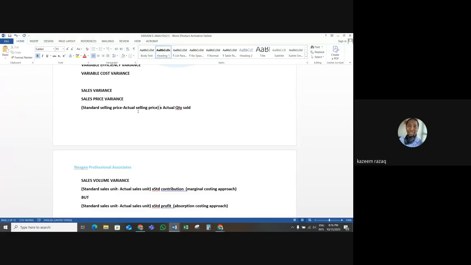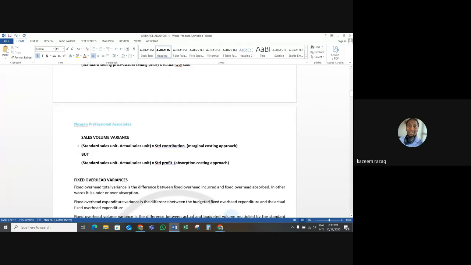And where do you use contribution? When you are using marginal costing. Marginal costing is the one that will tell you that your sales minus variable cost will give you contribution. Am I right? I'm very sure Mr. Ibrahim taught you. But if you are using absorption costing, then you'll be using standard profit, not contribution. Standard profit. All right. So that is what we have there.